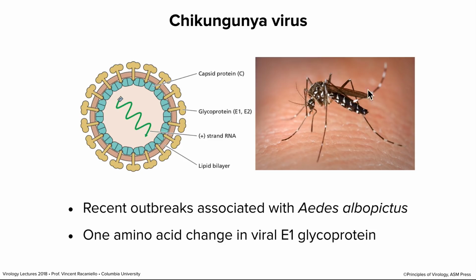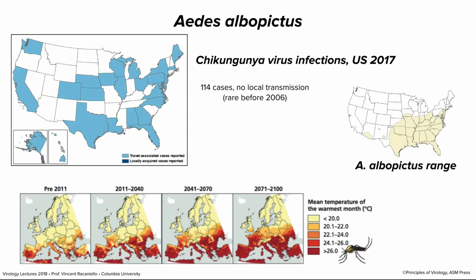And so this virus never did very well in Aedes albopictus, but after 2004, the virus sustained a 1 amino acid change in the viral glycoprotein. That's the glycoprotein on the surface of the particle that's important for virus attachment to cells and fusion. 1 amino acid change was enough to allow high enough replication in Aedes albopictus so that it was now a good vector. We call it a competent vector for transmission.